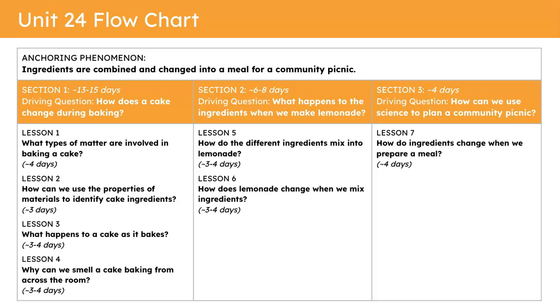This unit is divided into 3 sections. Each section has a driving question designed to reflect what we anticipate students will naturally ask through the learning process. In this unit, one anchoring phenomenon applies to all 3 sections. Section 1 has 4 lessons, Section 2 has 2, and Section 3 has 1. The unit will take about 27 days to complete.